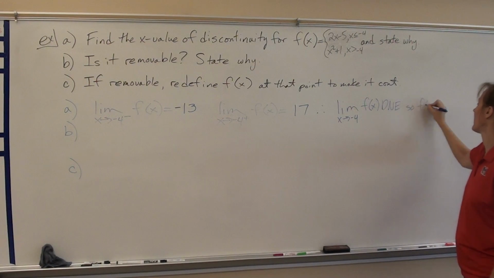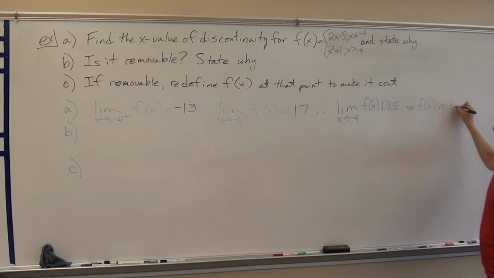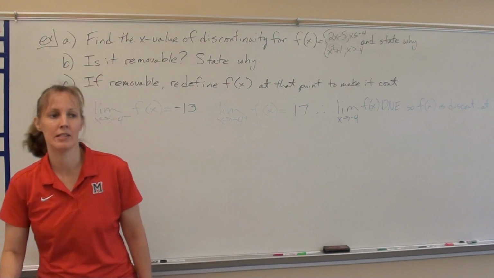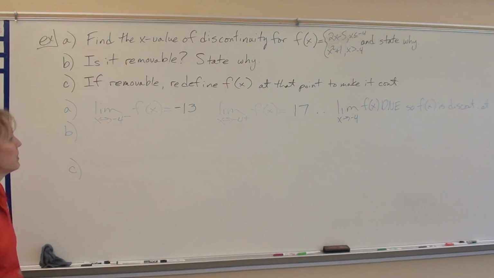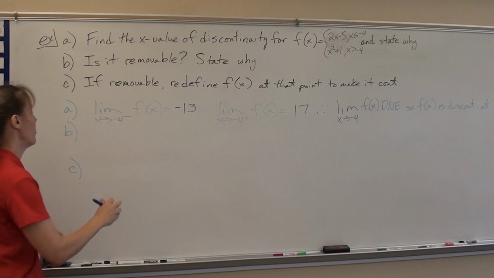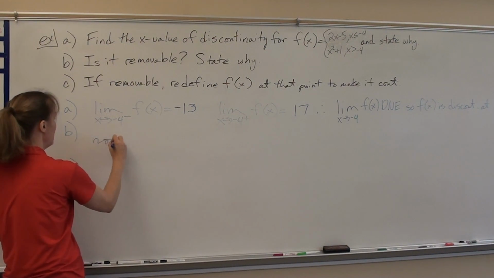So f of x is discontinuous at x equals -4. That's the hardest part of the problem. Everything else is easy. Part B, is the discontinuity removable? No. Why not? Limit does not exist. There you go. Discontinuity is non-removable.